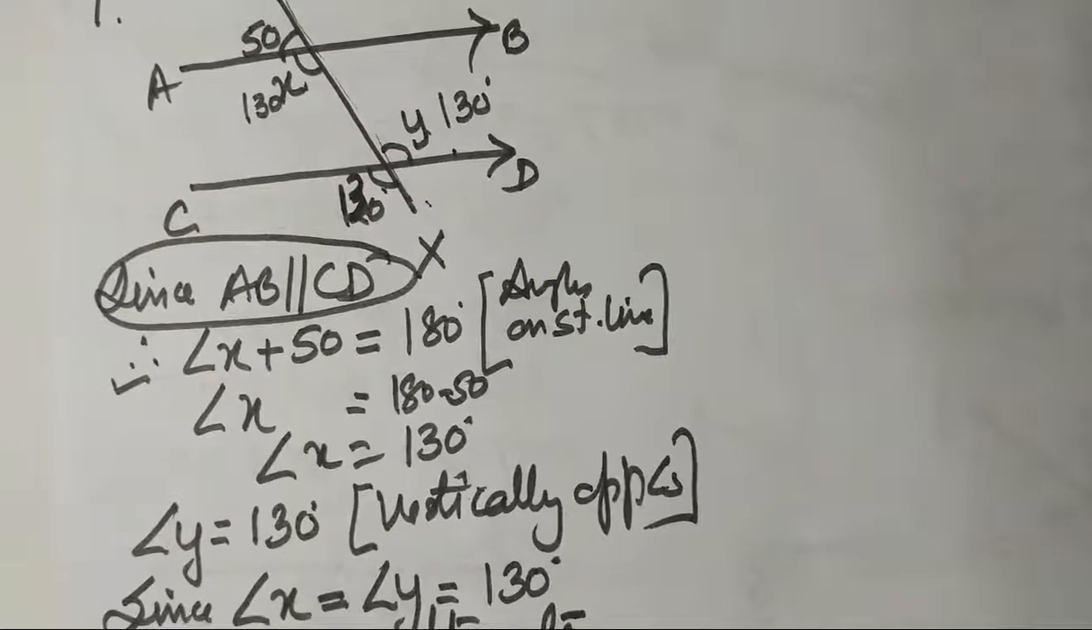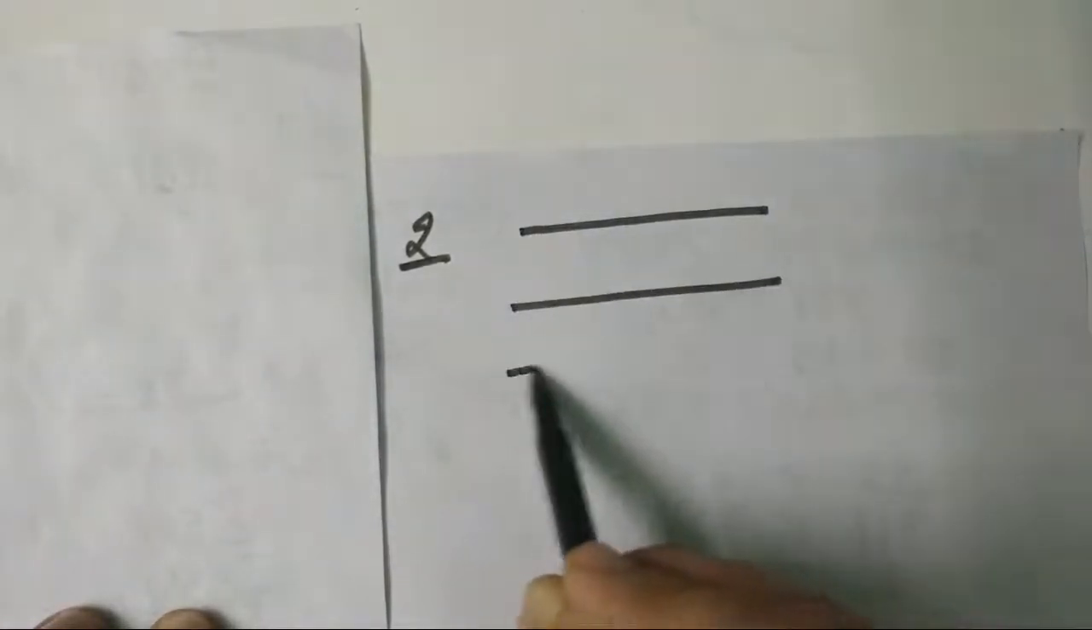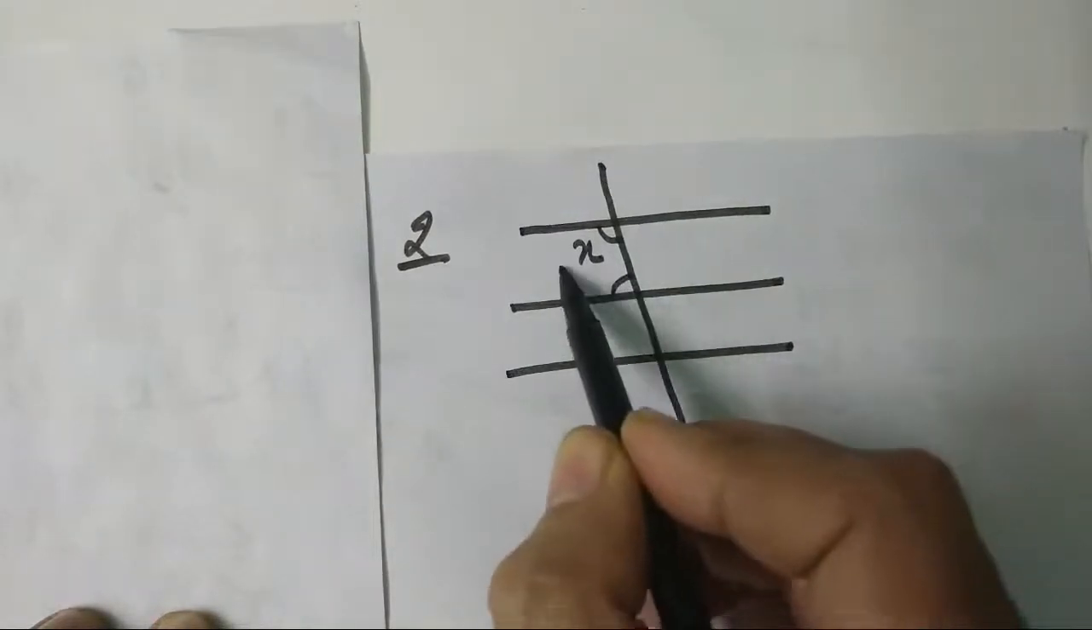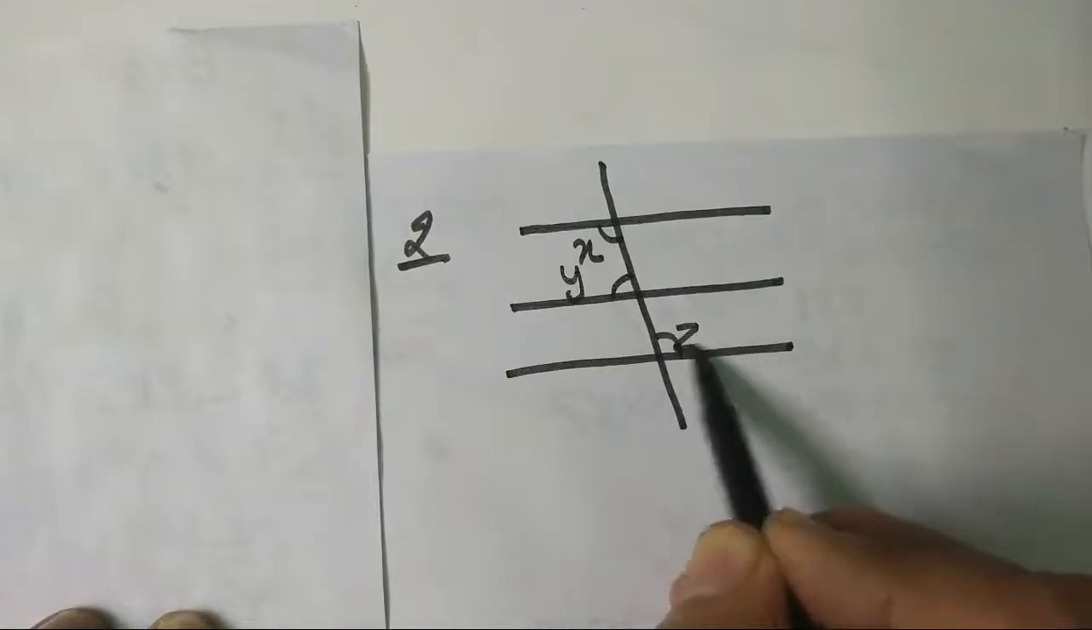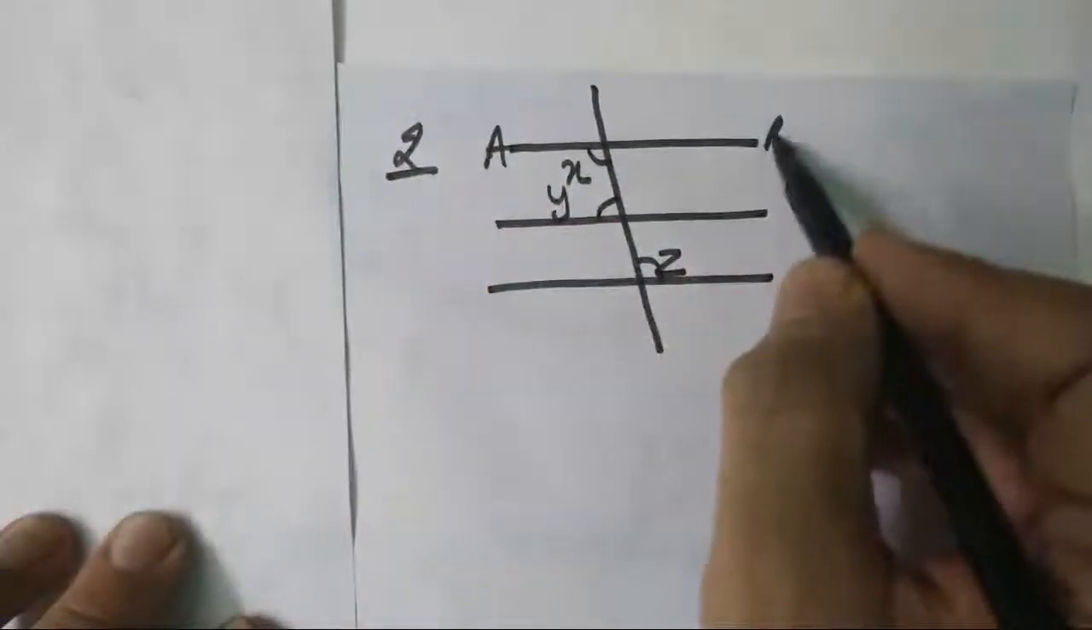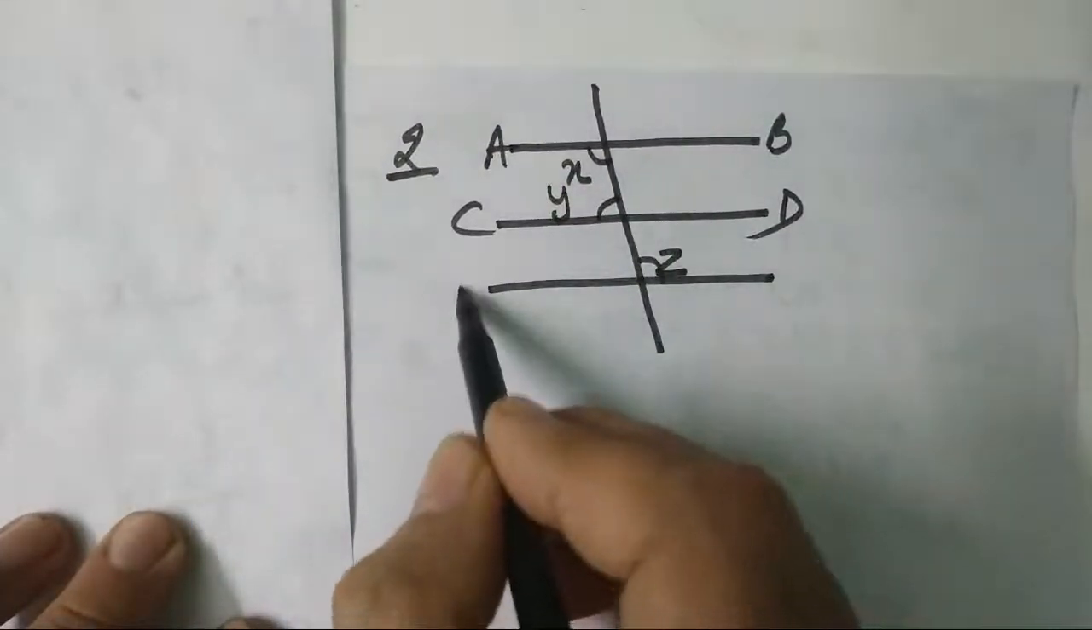Now next question, question number 2. In question number 2 there are some lines given and it is written that they all are parallel. So first line, second line and third line are cut by a transversal, and this is written x, this is written y, and this is written z. So three lines are shown and they are called AB, CD, EF.